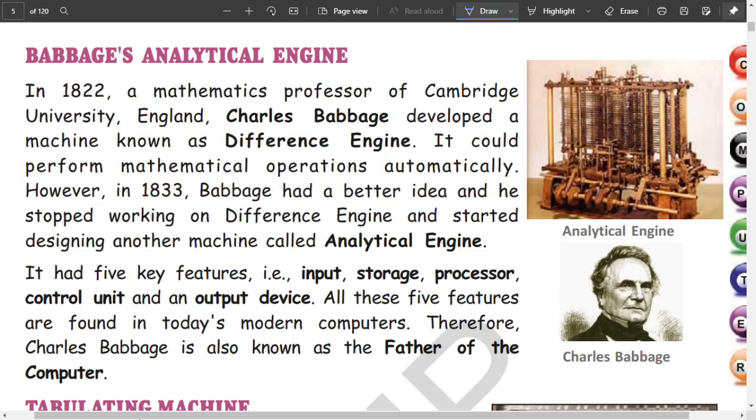Then Babbage's analytical engine. So in this lecture series, let me complete all those things. Babbage I will read in the next class. Till then, if you have any confusion you can ask now, and I think this video is sufficient for you.